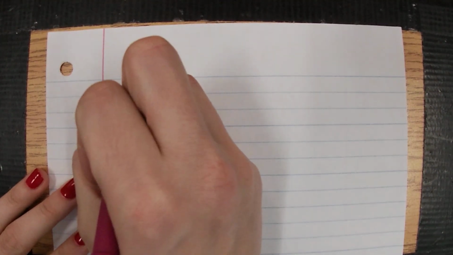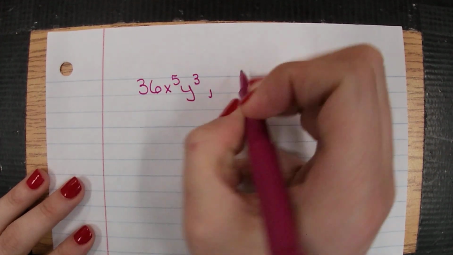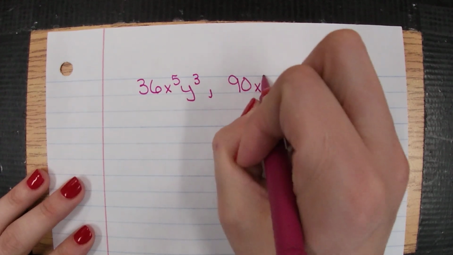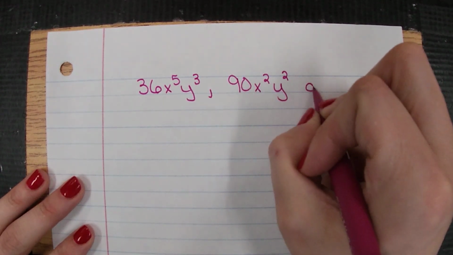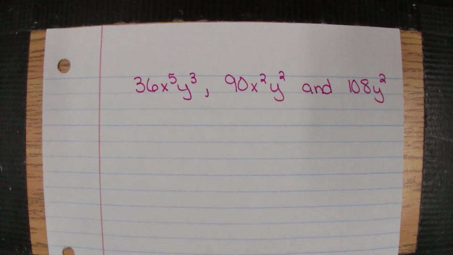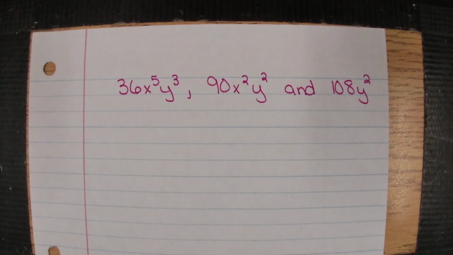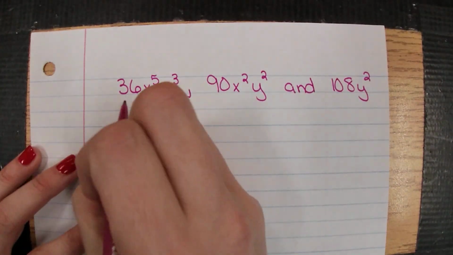Okay, so let's look at one a little bit more complex. Let's say we have 36x to the 5th y to the 3rd, 90x squared y squared, and 108y squared. And we want to find the GCF of all 3 terms. So again, our goal isn't necessarily to find the largest number right away. Our goal is just to find a number right away.